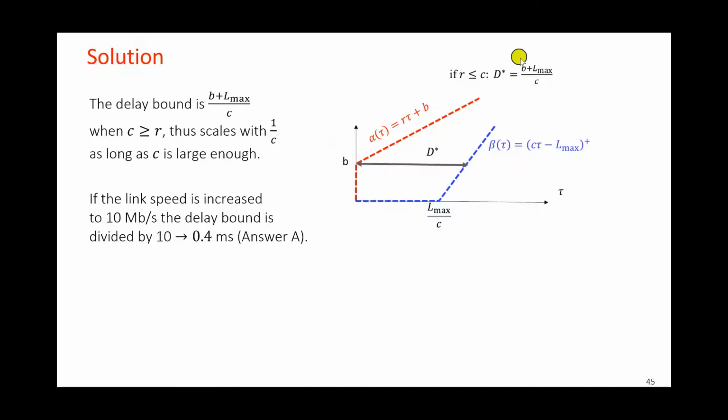Now if we keep B, which is the burstiness of the source, that's the max number of bits it can send instantly. This was the same. L max, that's the size of the packets of the interfering flow, of the low priority. The only thing we've changed is C. So if we multiply C by 10, then the delay is divided by 10. So that's why we find 0.4 here.